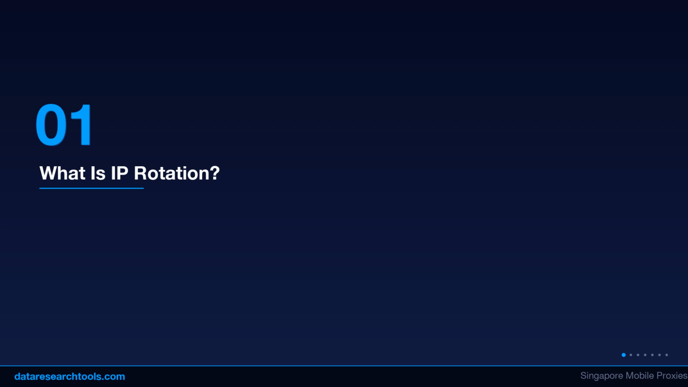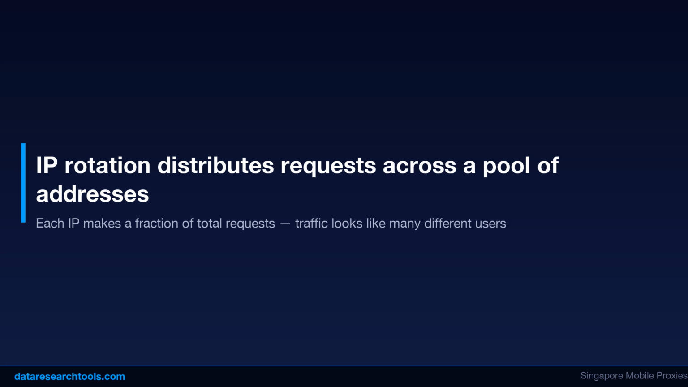Rotation can happen in several ways. Per request rotation means a new IP for every single HTTP request. Maximum distribution, zero session continuity. Time-based rotation means the IP changes every n minutes, regardless of request count. That's a balance between distribution and short-term consistency. Session-based rotation keeps the IP fixed for the duration of a defined session, then rotates when a new session begins. This is what we call sticky sessions, and I've covered this extensively in another video. The right rotation model depends entirely on what you're doing, not on what sounds more sophisticated. That's the key thing to understand.